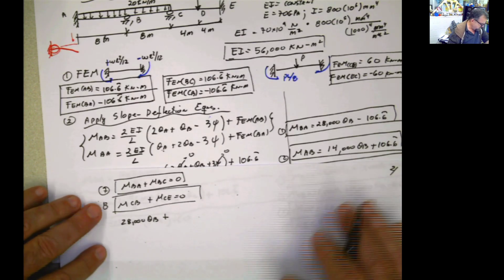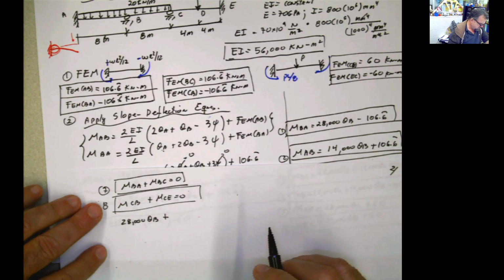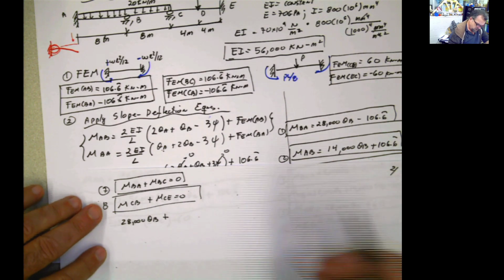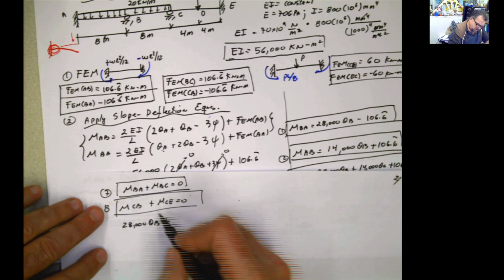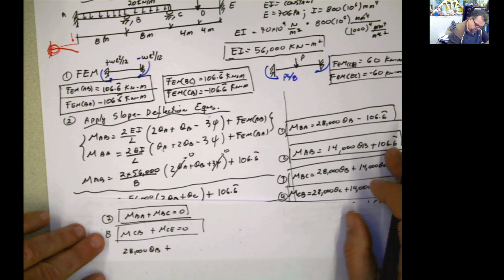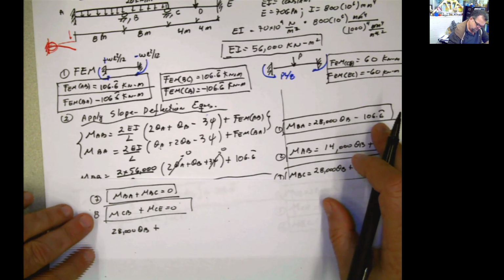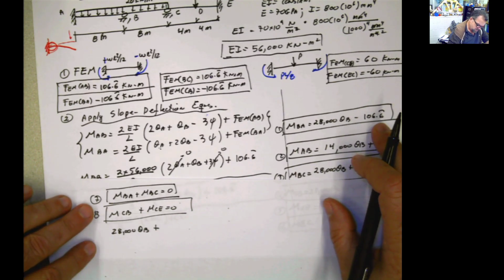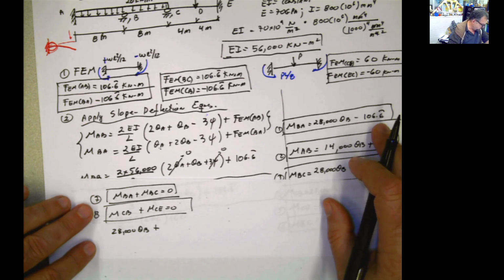Plus 106. It's not AB, it's BA. What I'm talking about, BA. Okay, here. No. This is AB. This is BA. BA. Yes, correct. Okay.